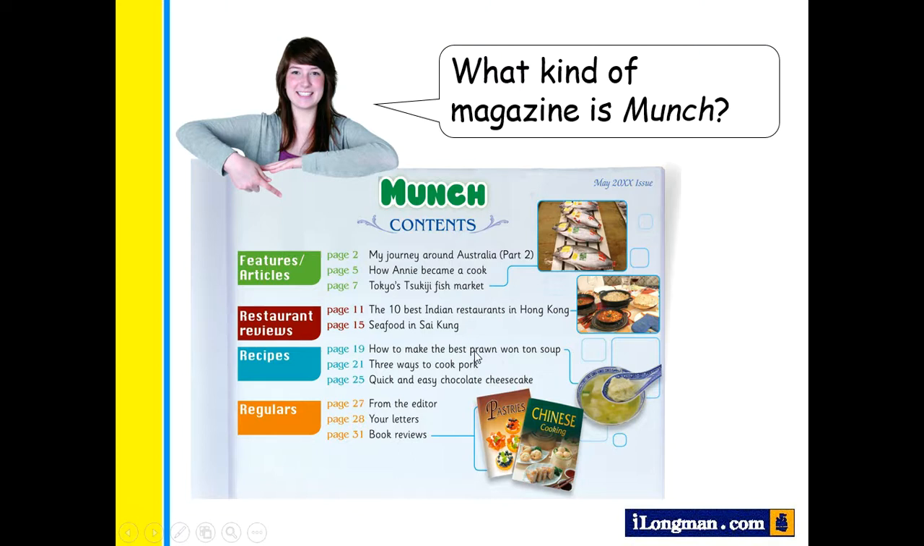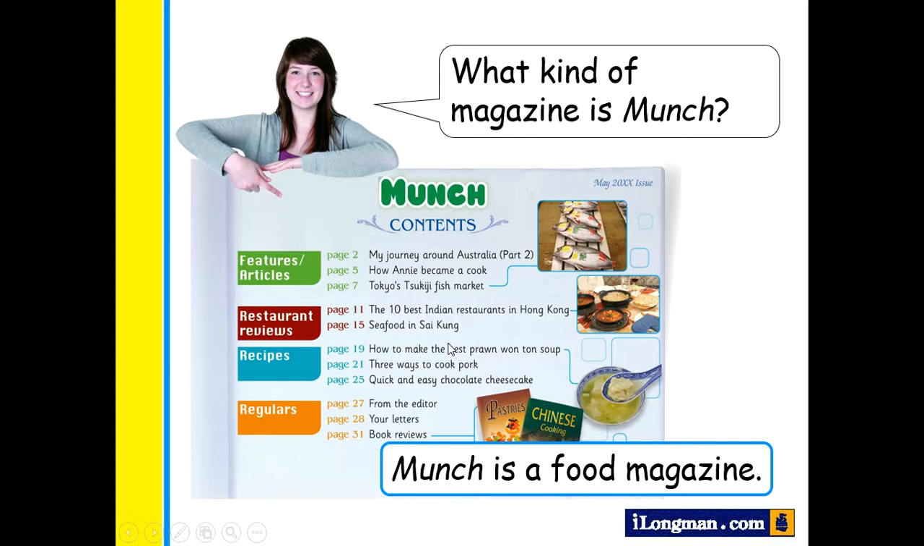This picture shows prawn wonton soup, and we've got some cookbooks here. Also, we can see some words like restaurant, recipes, seafood, pork, chocolate. So, I think we can guess that this magazine is about food.